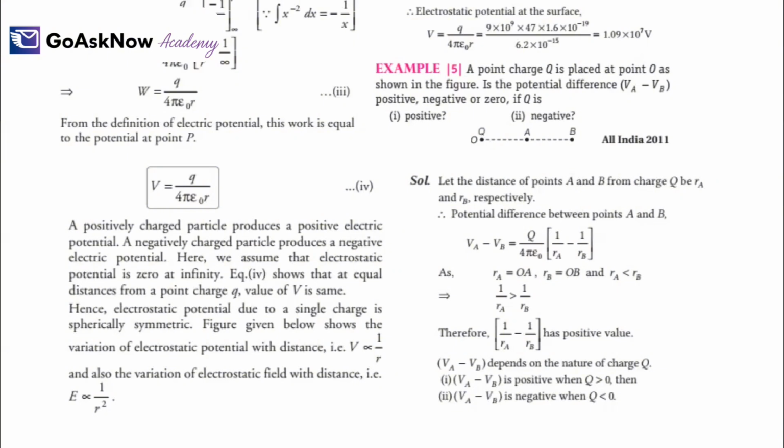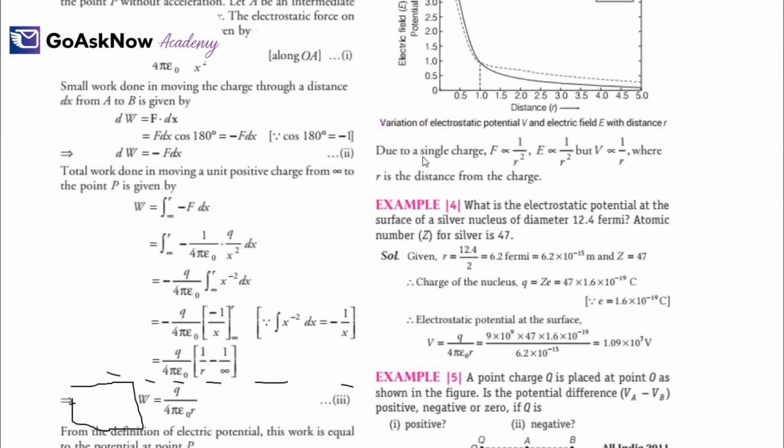Okay, the figure given below shows the variation of electrostatic potential with distance. So we will see the figure and figure out the behavior of the graph of V and R here. Also, the variation of electrostatic field with distance, that is E is directly proportional to 1 by R square, which we have already studied for a point charge. Okay. So let's see what is the next thing.